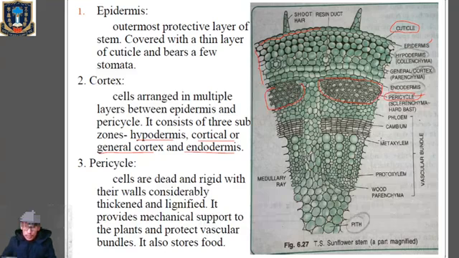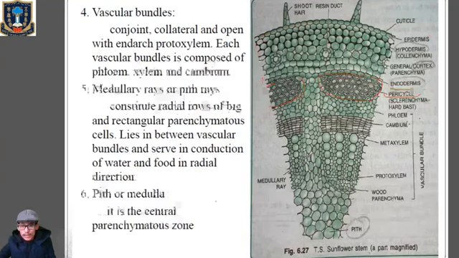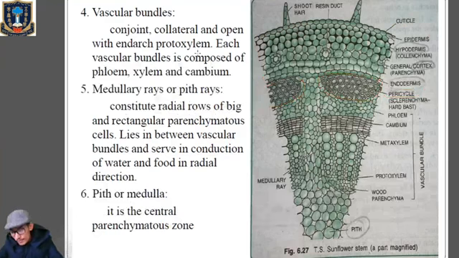Now next we'll talk about the vascular bundle. Here it says that the vascular bundles are conjoint, collateral, open with enlarged protoxylem. Now what does conjoint mean? It's very important, because we are saying that vascular bundles are conjoint, collateral, open with enlarged protoxylem.